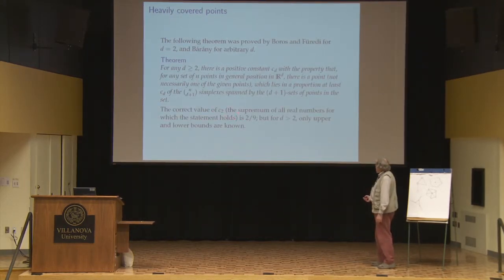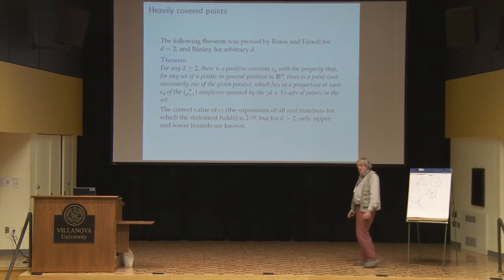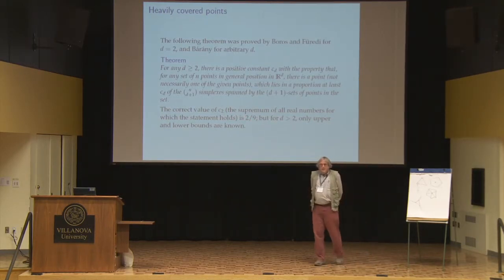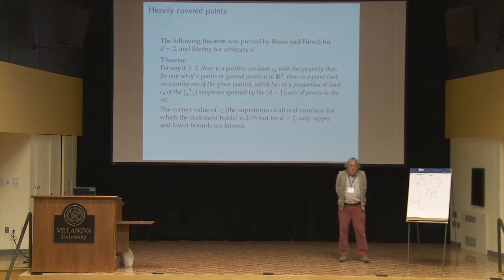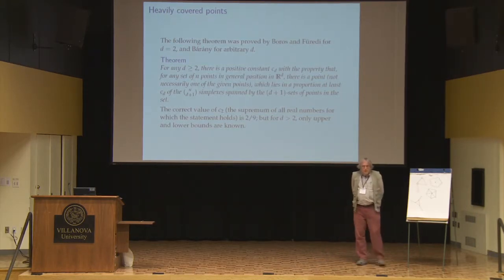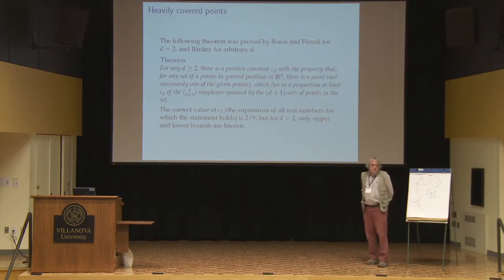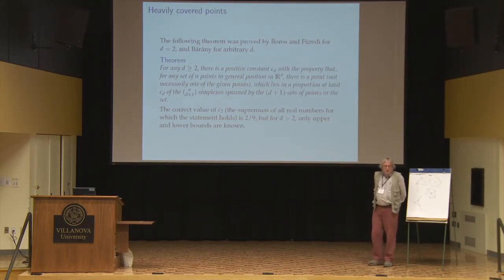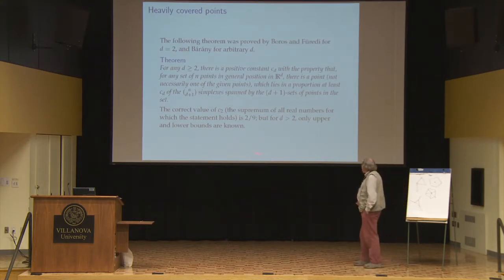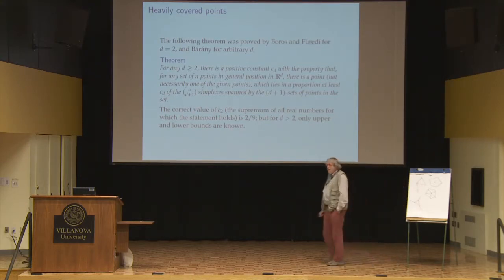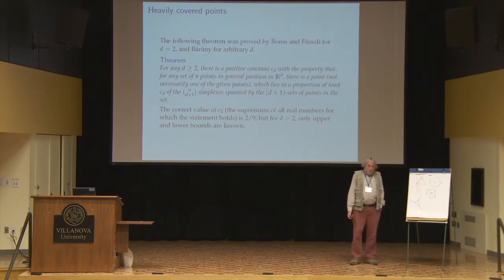And the correct value of C2 is 2/9. That's the best possible value. There's always a point that's covered by 2/9 of all the possible triangles, at least. But there may not be a point that's covered by more than 2/9 in general. So that's the theorem. The question is, what is the, so to speak, correct value of C_d? So if you like, the supremum of all real numbers for which the statement is true in arbitrary dimension. So that is the problem.